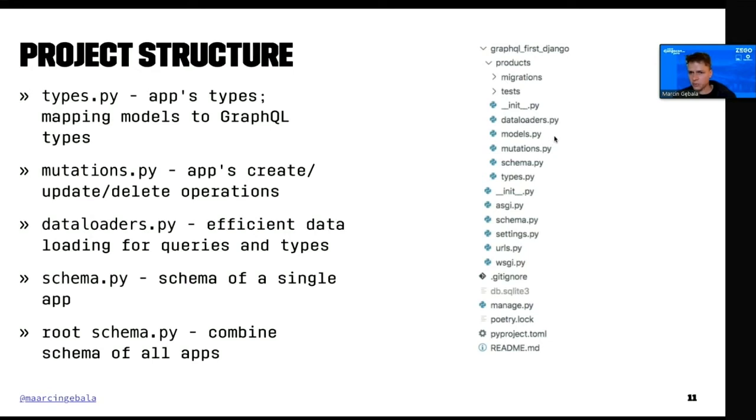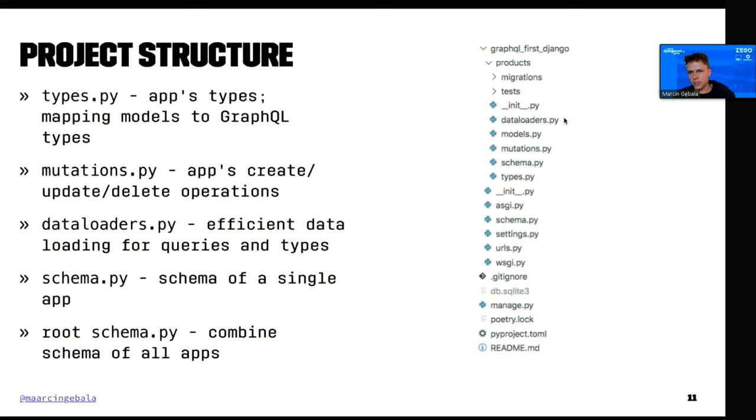So this is pretty obvious. But what is a bit different are those other files. So we have the types file. Here we define mappings from our models to GraphQL types. We will see that in a moment, how it looks. Then we have the mutations file, where we define those operations to change data on the server for this particular application. So here we would have operations for creating products, updating or deleting them.